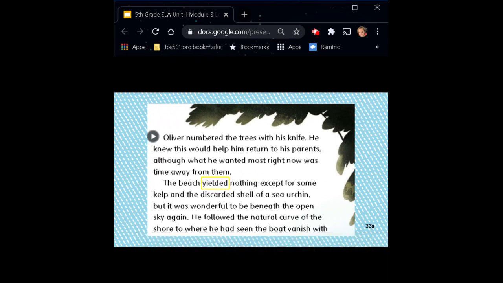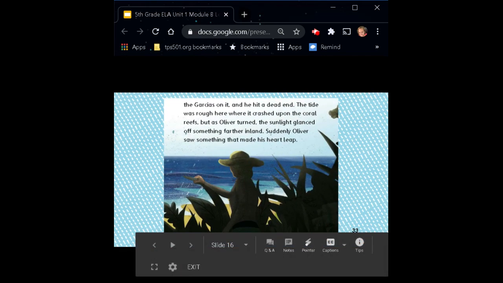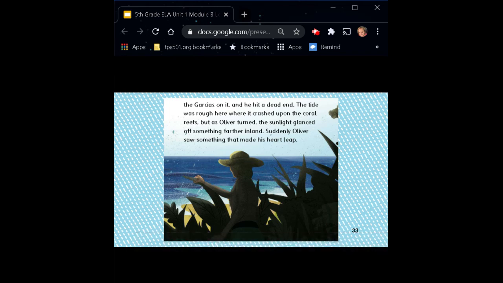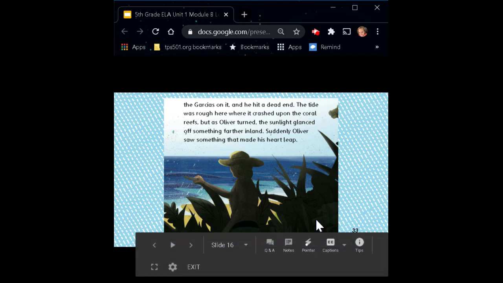Oliver numbered the trees with his knife. He knew this would help him return to his parents, although what he wanted most right now was the time away from them. The beach yielded nothing except for some kelp and the discarded shell of a sea urchin, but it was wonderful to be beneath the open sky again. He followed the natural curve of the shore to where he had seen the boat vanish with the Garcias on it, and he hit a dead end. The tide was rough here, where it crashed upon the coral reefs, but as Oliver turned, the sunlight glanced off something farther inland. Suddenly, Oliver saw something that made his heart leap.